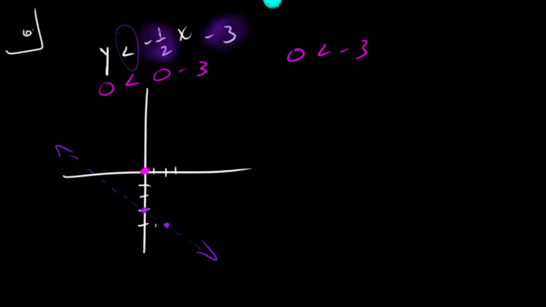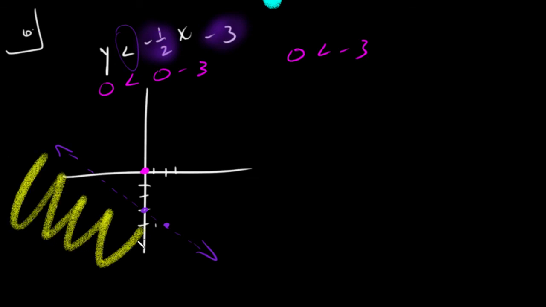I'm going to use my graffiti here. It's going to be awesome. Oh, look at that beautiful graffiti. So 0 is not less than negative 3, so you shade the other way. That's it. And now number 7. Final problem.